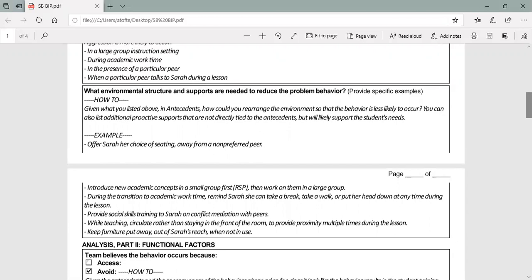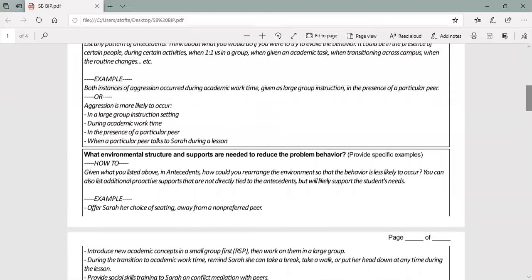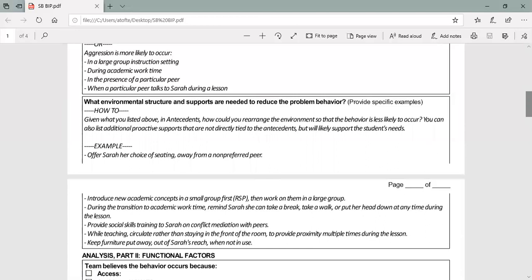So since our example was, well, her antecedents, we can't say for sure they're triggers, but her antecedents were during work time, during a large group, and next to a certain peer. So what environmental structure and supports are needed to reduce it? Well, we could not make her sit next to a non-preferred peer. We could teach her in a small group if a large group is a problem for her.